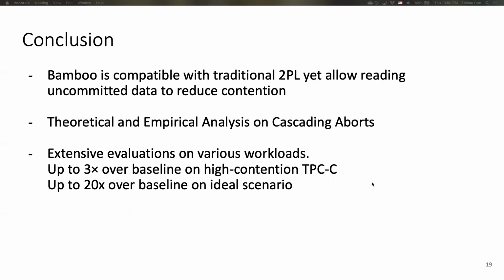In conclusion, we propose Bamboo, which is compatible with traditional two-phase locking, but allows reading uncommitted data to reduce contention. And we perform extensive theoretical and empirical analysis on cascading aborts. We also did evaluations on various workloads. It showed that Bamboo can obtain up to 3x over baseline on high contention TPC-C and up to 20x over baseline on the ideal scenario.